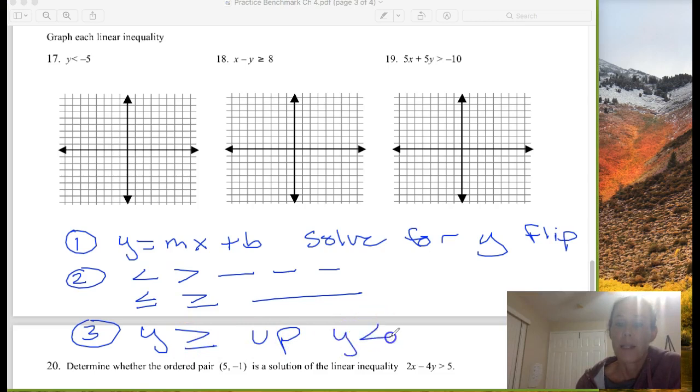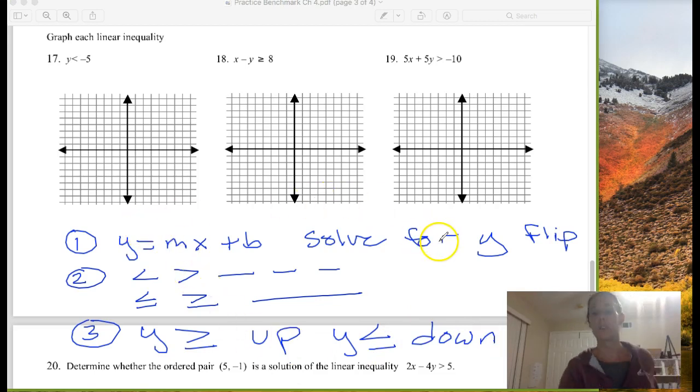If y is less than or equal to, you shade down. Okay, so there's your steps. First solve for y, and flip the sign if you multiply or divide by a negative. If not, just leave it alone. If you have a greater than or less than, you have a dotted line. If you have a less than or equal to or greater than or equal to, solid. If y is greater than, you shade up. If y is less than, you shade down. And that's how we do those.